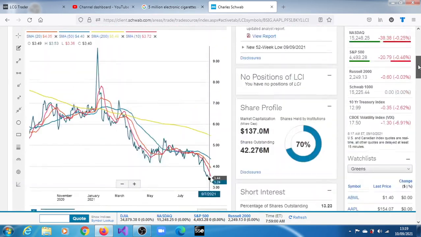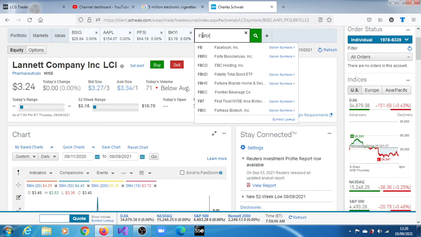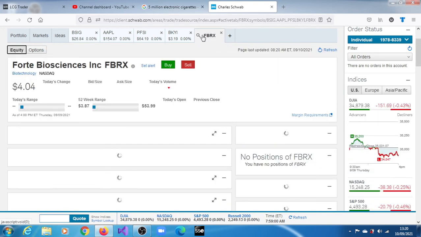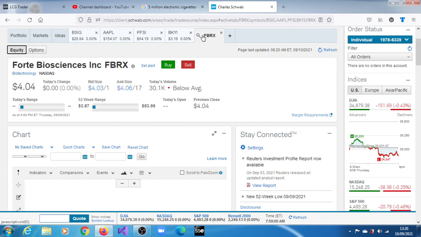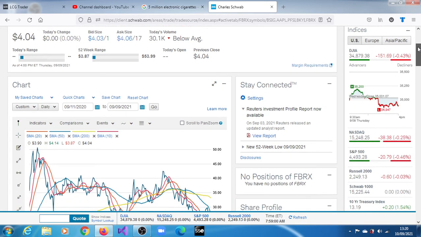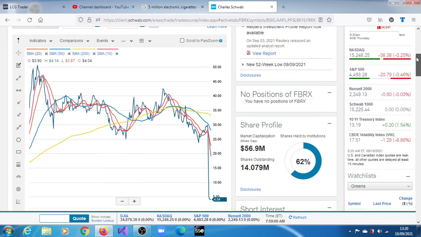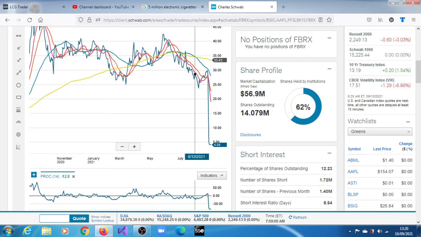So next one is FBRX, Forte Biosciences Inc. It closed the session of the 9th of September at $4.04. So far in this pre-market session of the 10th of September, 30,000 shares have crossed the tape. So what we have here is also an underlying bearish trend. All of the moving averages, the ones we have, are definitely sloping downwards.